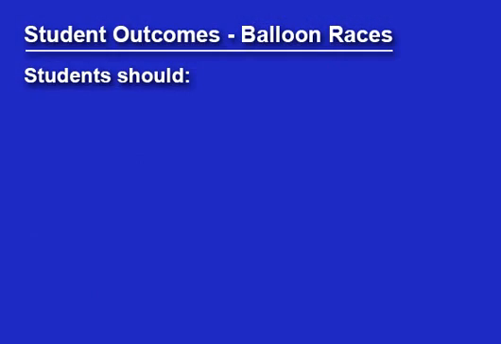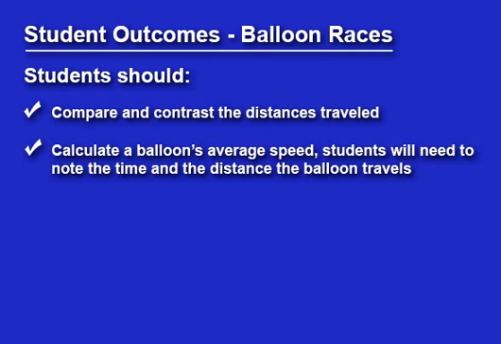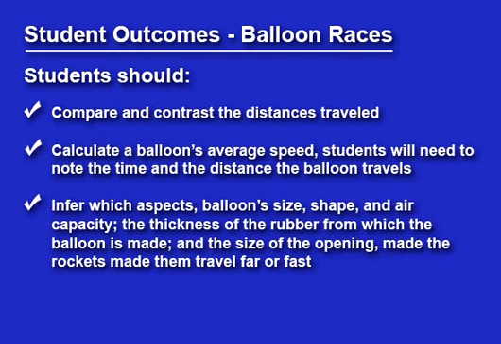Good. Thank you. In the balloon races lab, students should compare and contrast the distances traveled, calculate a balloon's average speed by noting the time and the distance the balloon travels, and infer which aspects (balloon size, shape, and air capacity, the thickness of the rubber from which the balloon is made, and the size of the opening) made the rockets travel far or fast.